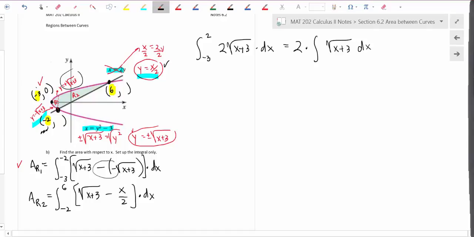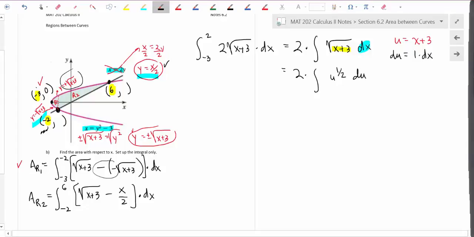You can bring the 2 out to get 2 times the integral of square root of x plus 3 dx. Okay, that looks like a u substitution integral to me, so I'm going to let u be x plus 3. Then we're hoping that du will be dx. So du is indeed going to be 1 times dx, or just dx. So we'll be working with 2 times the integral of u to the 1/2 times du.